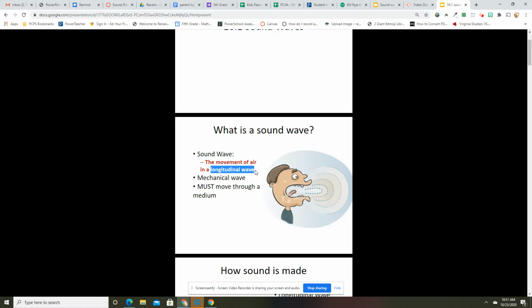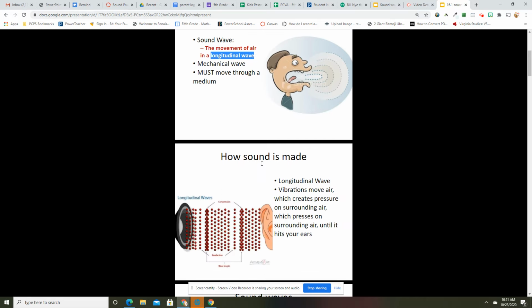All right. So a sound wave is a movement of air. It has to move through a medium. And earlier, I said that sound has to have a medium to go through. A medium is something that it can travel through. It's something that is in the middle of the sound wave getting to us. So a medium would be matter. So it has to go through solid, liquid, or gases, and it moves the best through solids.